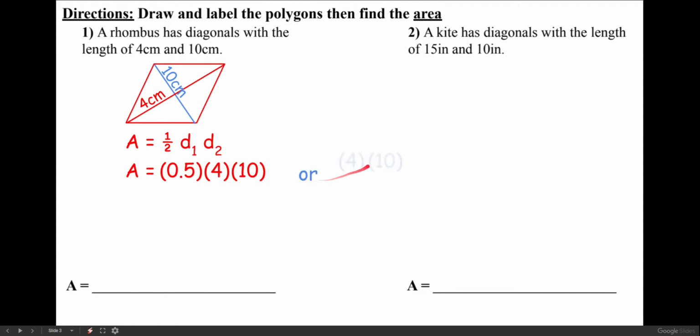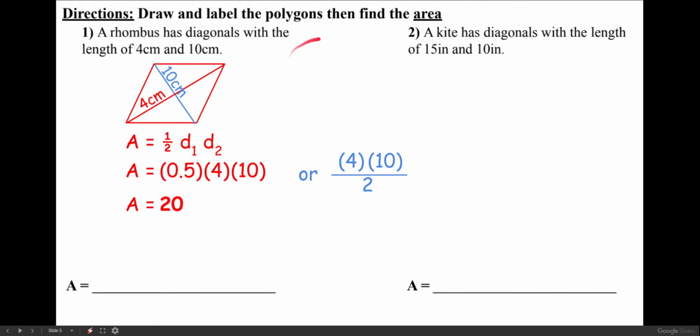The other way you can do this is to do 4 times 10 and then over 2, which means divided by 2. So if you multiply 4 times 10 and divide it by 2, or you multiply 0.5 times 4 times 10, you're going to get the same answer. It's going to be 20.